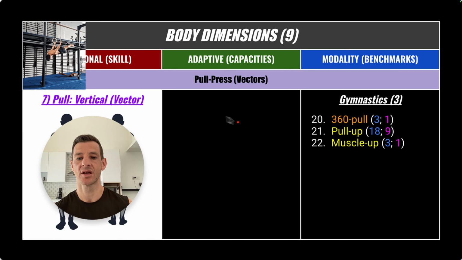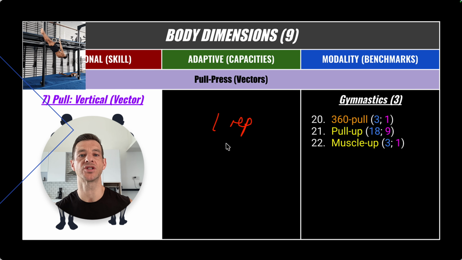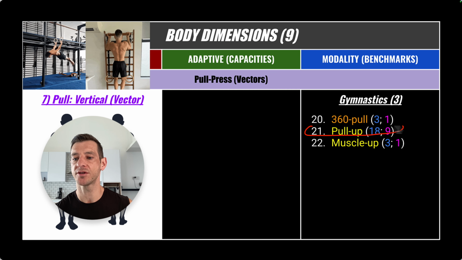Once you can, you're encouraged to do 3 consecutive reps to demonstrate competence as a male. And for the girls, 1 clean rep is sufficient. Next, and for our 21st benchmark in the series, we have the classic pull-up.